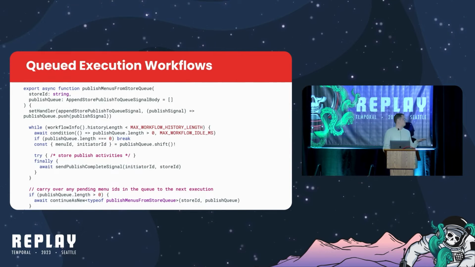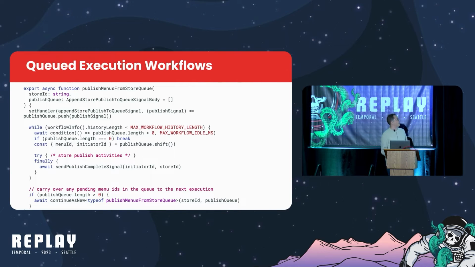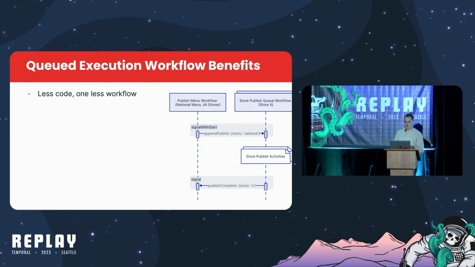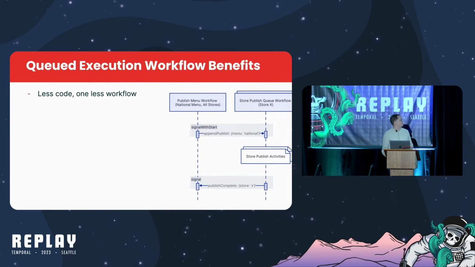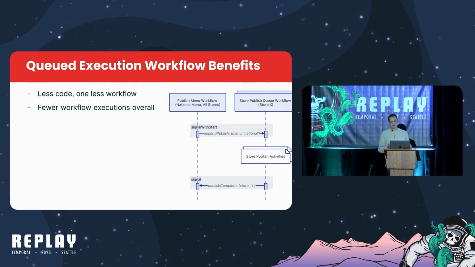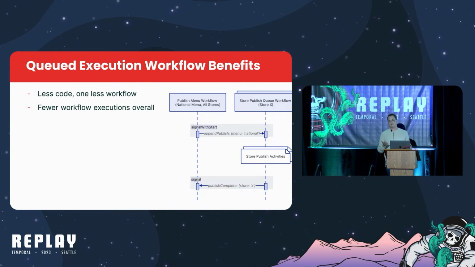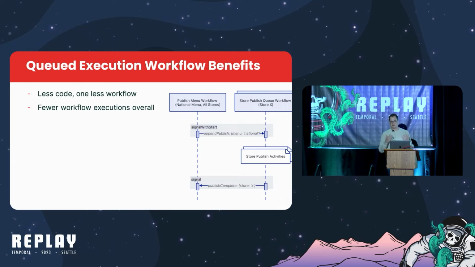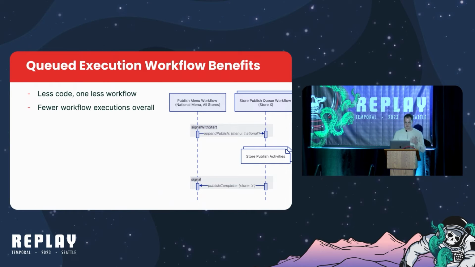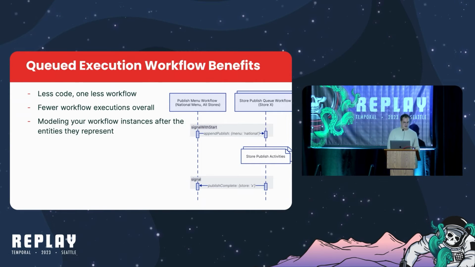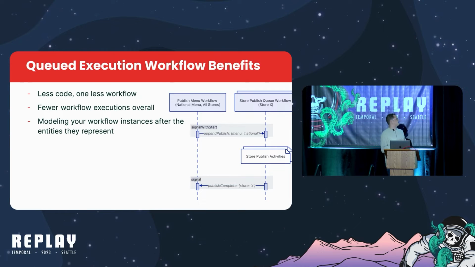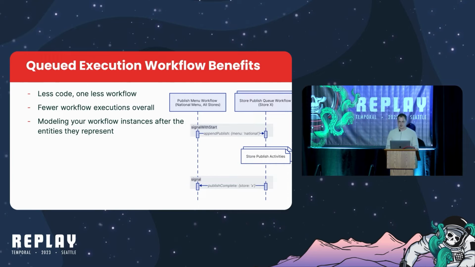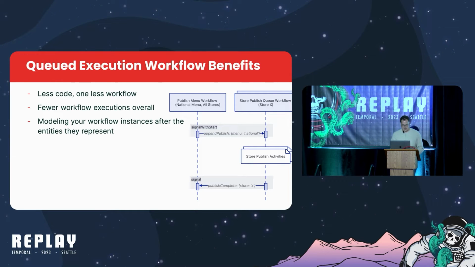So now that we've seen how this works a little bit, let's talk about why we chose this approach. It's less code. There's one less workflow involved, and one less workflow means fewer workflow executions. So you actually have a more efficient workflow here. You don't have the lock involved, so you're sending fewer signals and actions back and forth. So there's some lower cost. And you're modeling your instances after the entities they represent, which is a good practice within Temporal. I'm sure we've heard it a lot this conference.